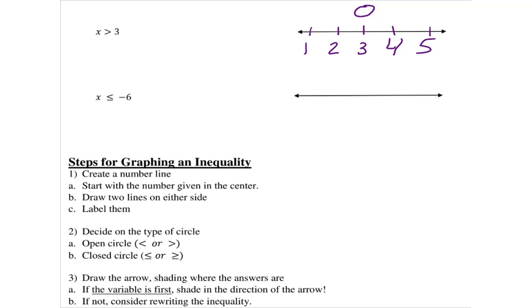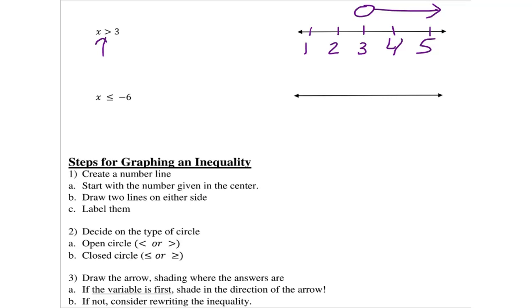Once I pick my circle, then I'm going to draw the arrow, shading where the answers are. So if I want greater than 3, which numbers are greater than 3? Not 2 and 1, 4 and 5. So I'm going to draw an arrow pointing to the right. Now, if your variable is written first, so in this case my variable is written first right here, you're going to shade in the direction of your arrow.